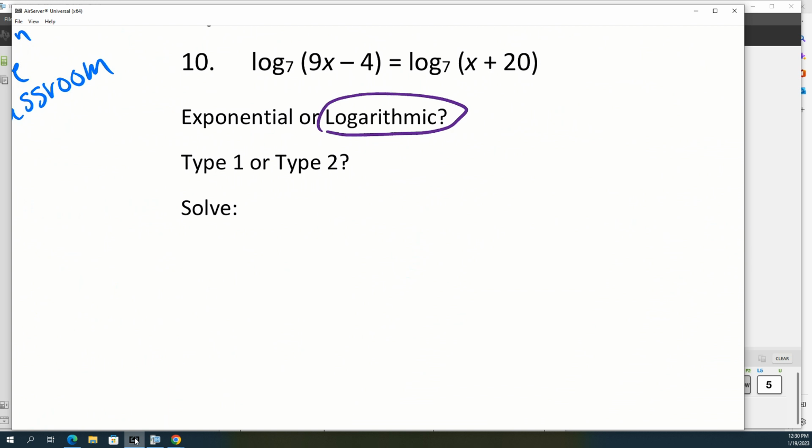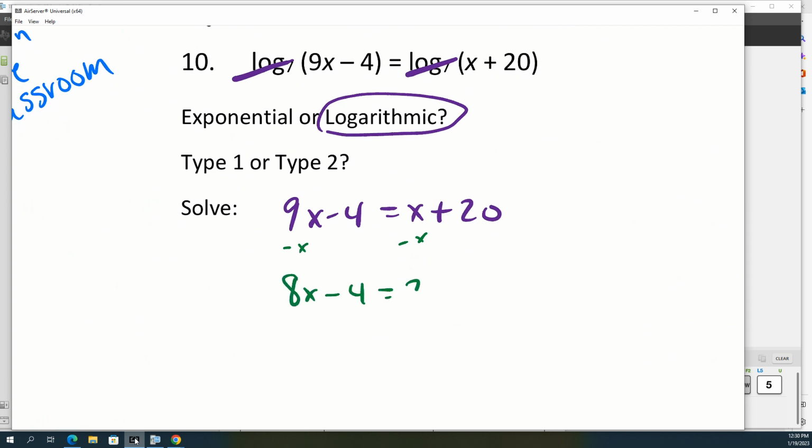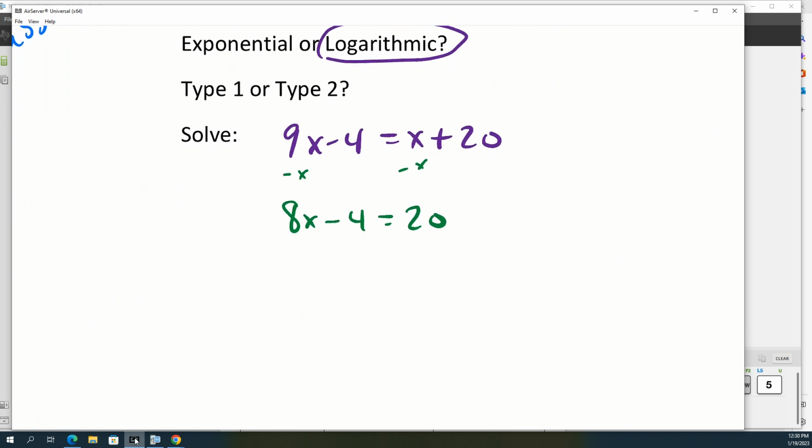So this one is log equals a log. When it's log equals a log, what do we do? Drop off the log. So those just disappear, and you're left with 9x minus 4 is equal to x plus 20. All right. And then this could be varying levels of difficulty for you to solve, but we would get our x's together. And then after that, it's just 2 steps. What's the first step? Add 4. And then divide by 8. Good.